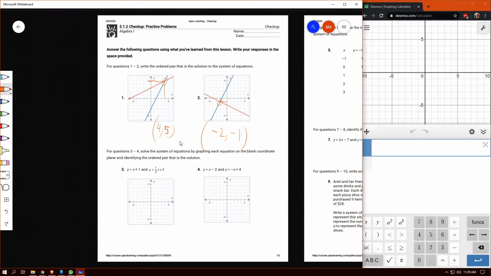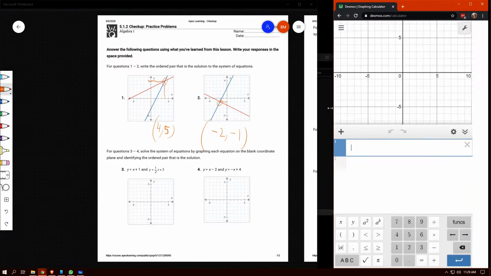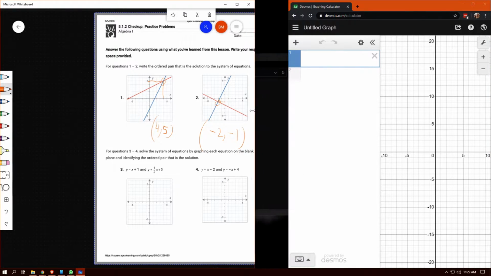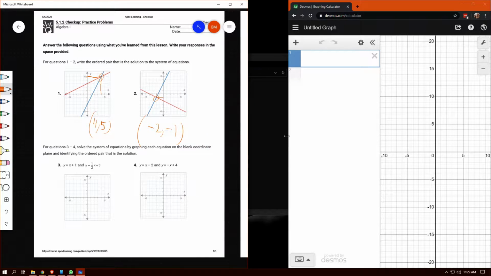All right, now this next one, they want us to graph each. Well, I'm not asking you to graph by hand. We have Desmos, we have technology. That's what we're going to use.